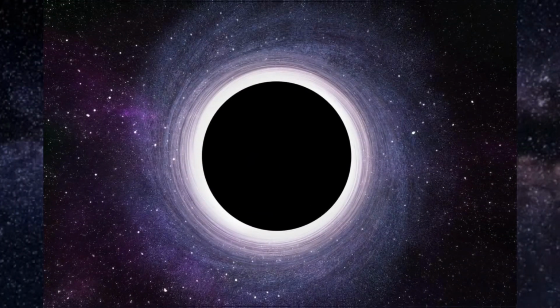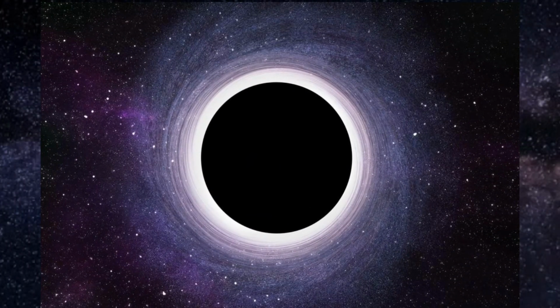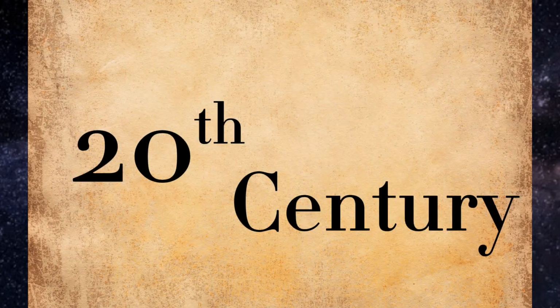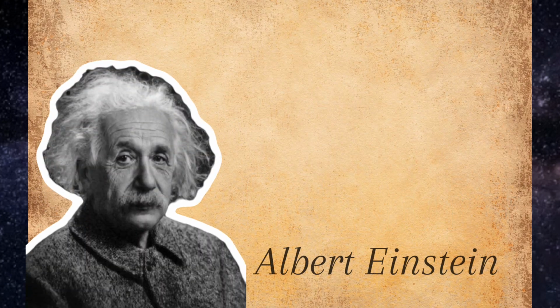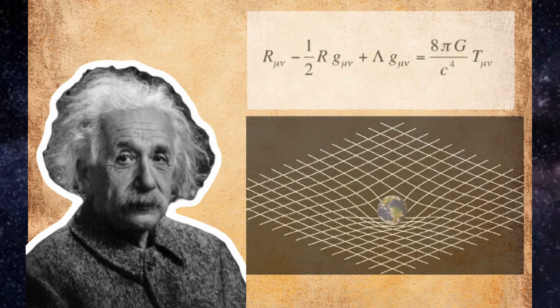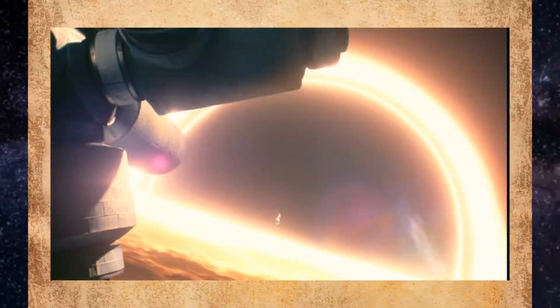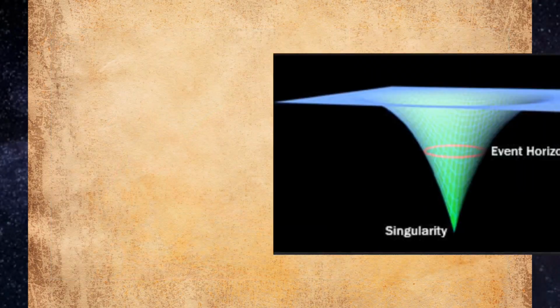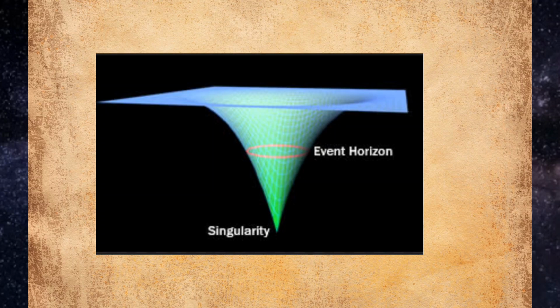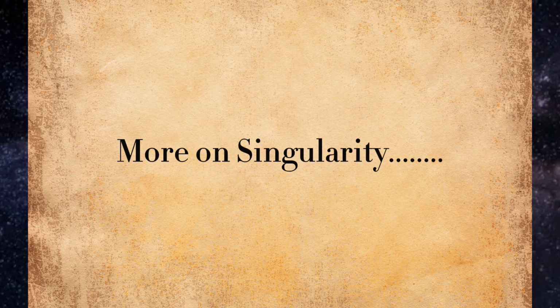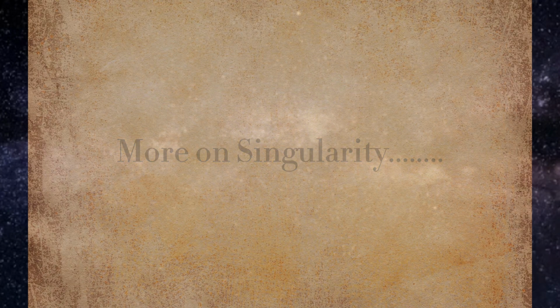However, the modern understanding of black holes began to take shape in the 20th century with the work of Albert Einstein. His theory of general relativity from 1915 predicted the existence of black holes as singularities with infinite density and zero volume. We will discuss this further in the video later on.